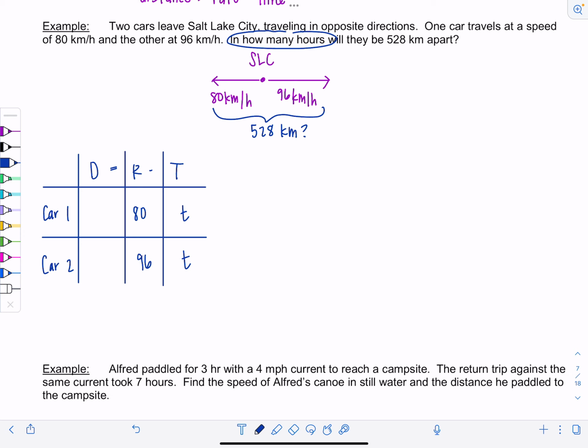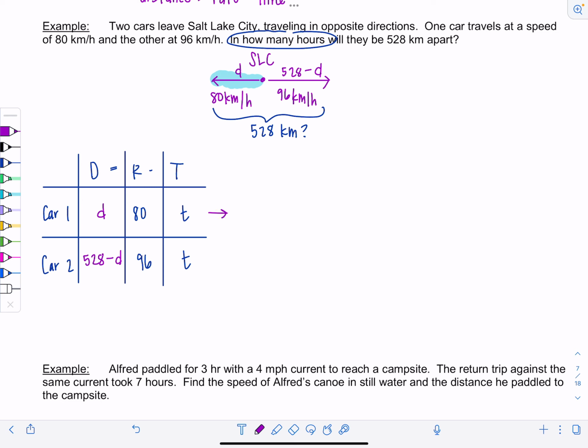Okay, so let's see here. Car 1 is the slower one. So I'm going to call this distance that car 1 travels lowercase d. And then car 2 is going to travel, if this is d, this right here is 528 minus d. 528 minus d. Okay? So what must be true here? Well, I know distance equals rate times time. So now I can make a system of 2 equations using each of the rows from the table.